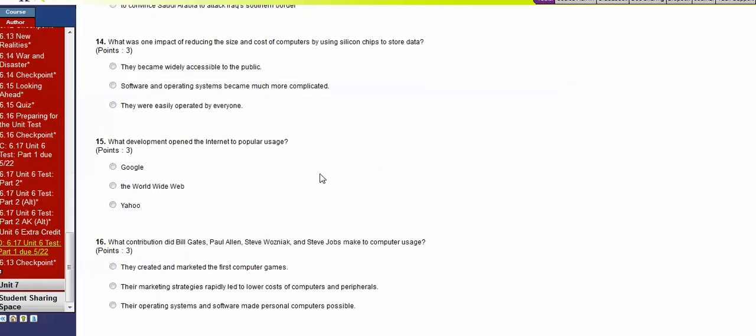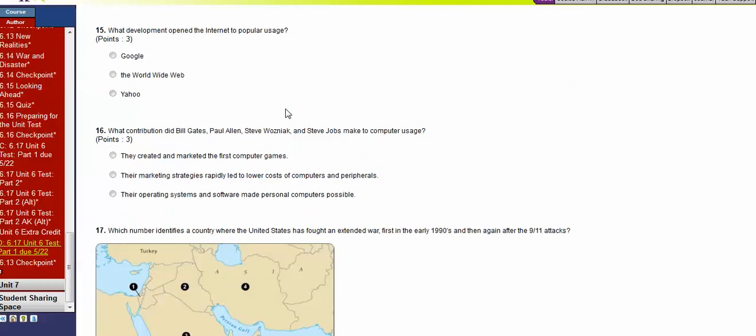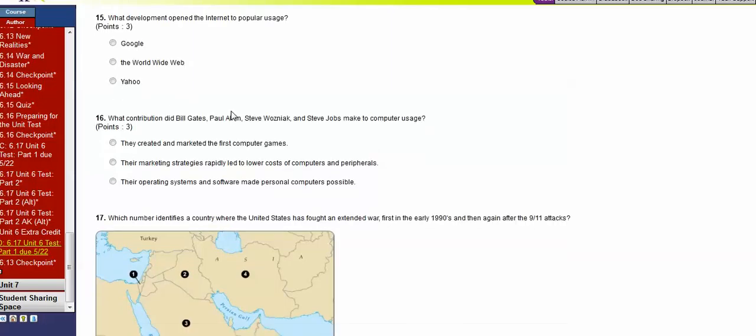Number 14, what was one impact of reducing the size and cost of computers by using silicon chips to store data? They became widely accessible to the public, software and operating systems became much more complicated, or they were easily operated by everyone. Number 15, what development opened the internet to popular usage? Was it Google, the World Wide Web, or Yahoo?